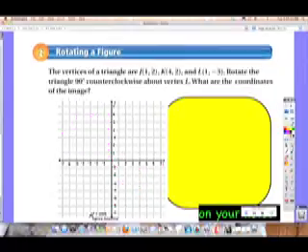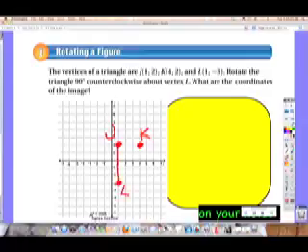Check your pictures with mine. Do we agree? Okay. Something happens with this one. In your directions, box up this entire part. We've got to go 90 degrees clockwise. About what?